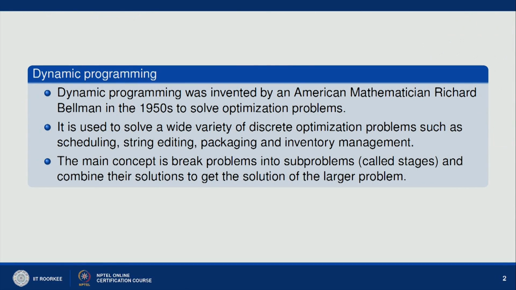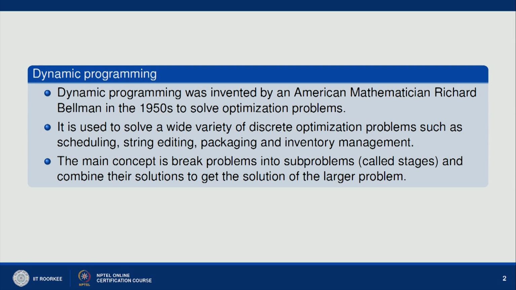Dynamic programming was invented by an American mathematician, Richard Bellman, in the 1950s to solve some optimization problems. It is used to solve a wide variety of discrete optimization problems such as scheduling, string editing, packaging and inventory management. There are many more applications of dynamic programming, which is used to solve some discrete nonlinear optimization problems. What is the main concept of this approach? The main concept is to break problems into sub problems, which we call stages, and combine their solutions to get the solution of the larger problem.